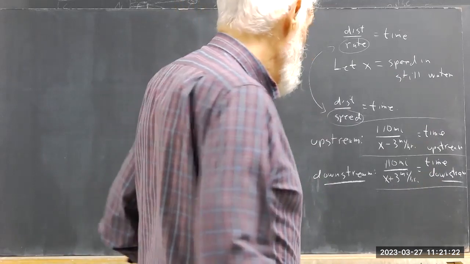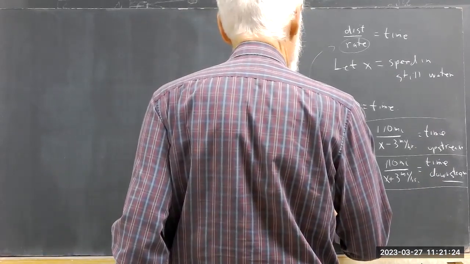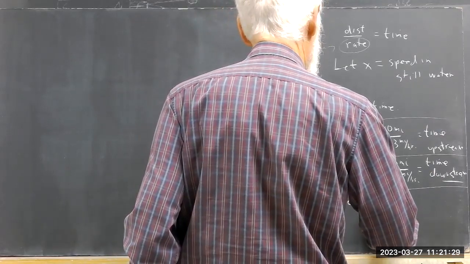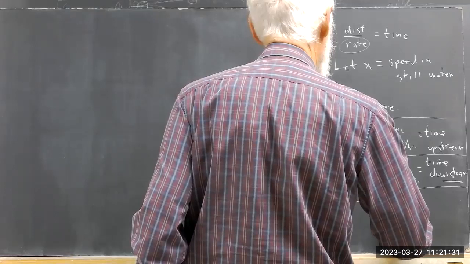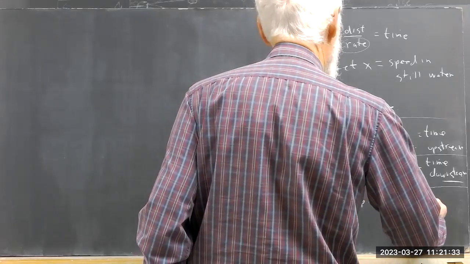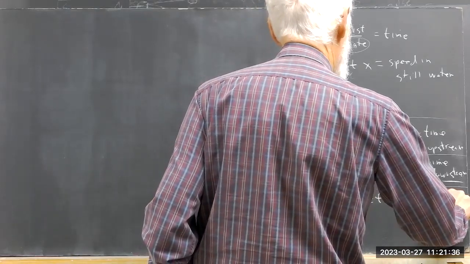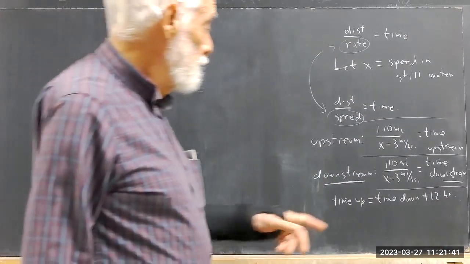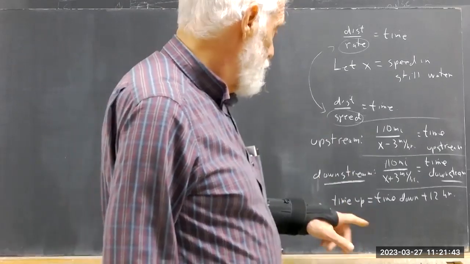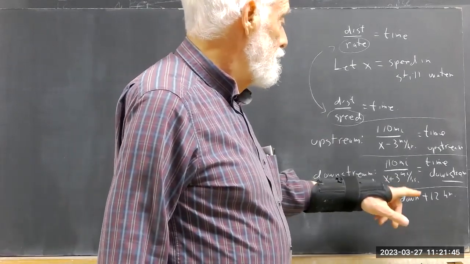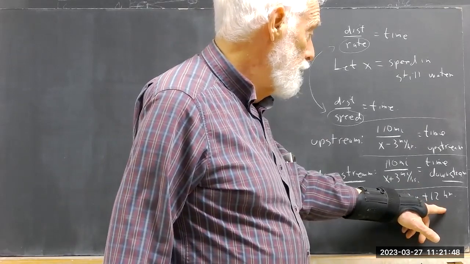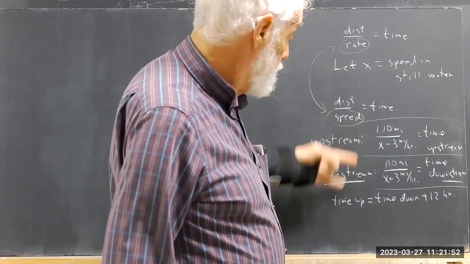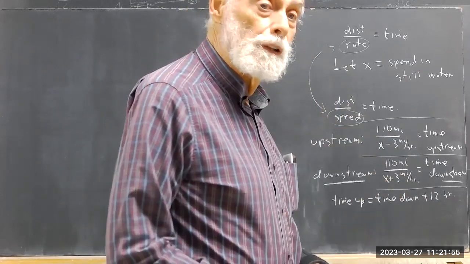Okay. And that relationship is the time up is 12 hours more than the time down. So if you write the time up and then the time down plus 12 hours in terms of expressions we already have, you're going to get an equation you can solve for X.